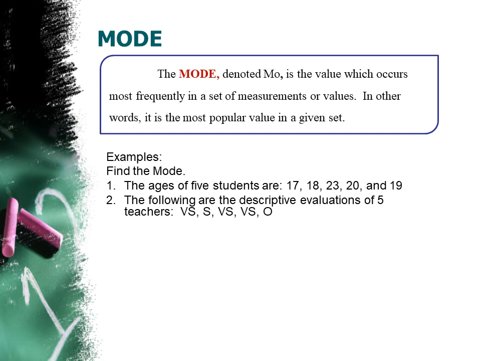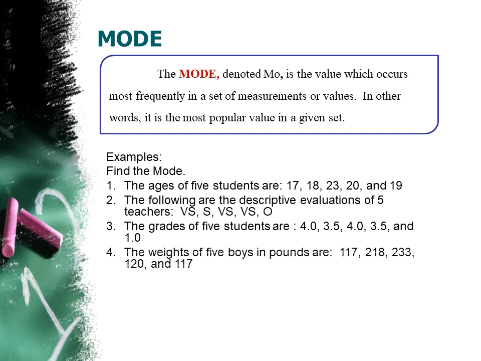There is no value that is frequently observed. For number 2, it is VS, it appeared 3 times. For number 3, it is 4.0 and 3.5. So it means that the answer can be more than one. Pwedeng wala, pwedeng isa, pwedeng more than one. So if there are two, just like number 3, it is bimodal.